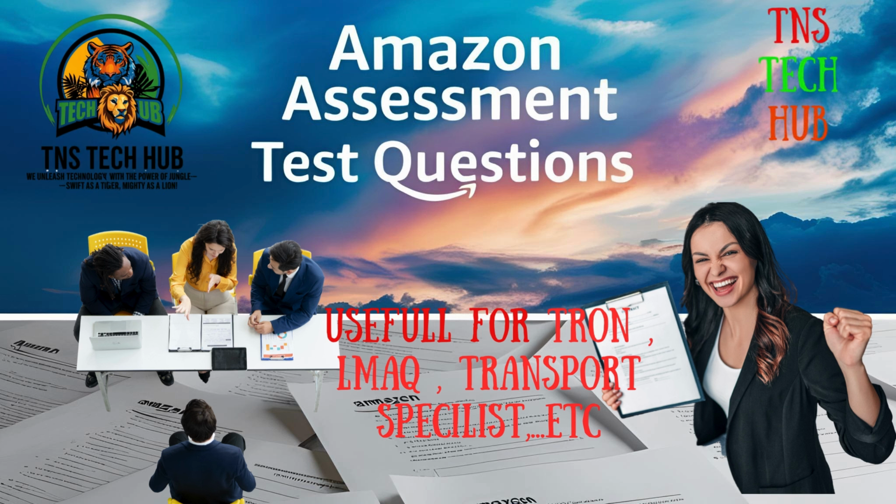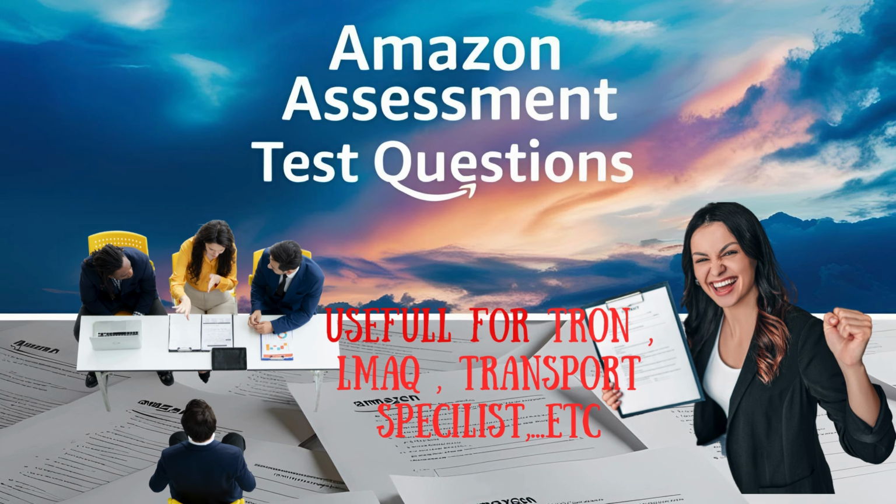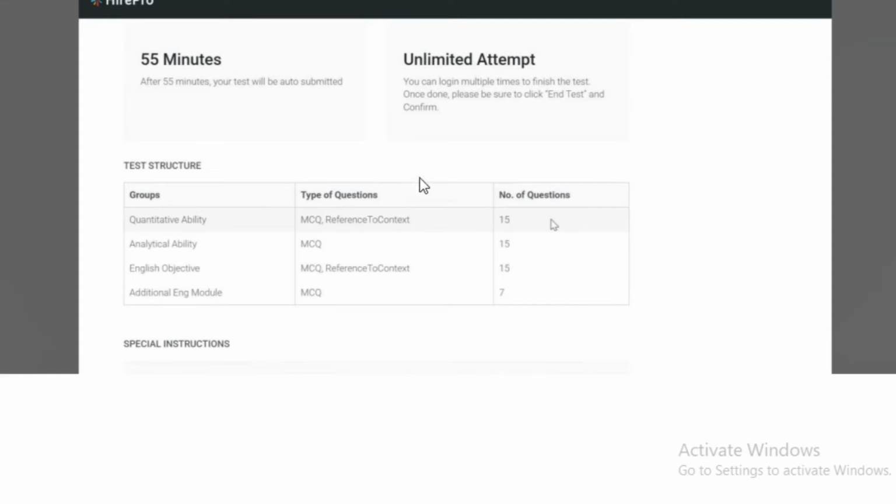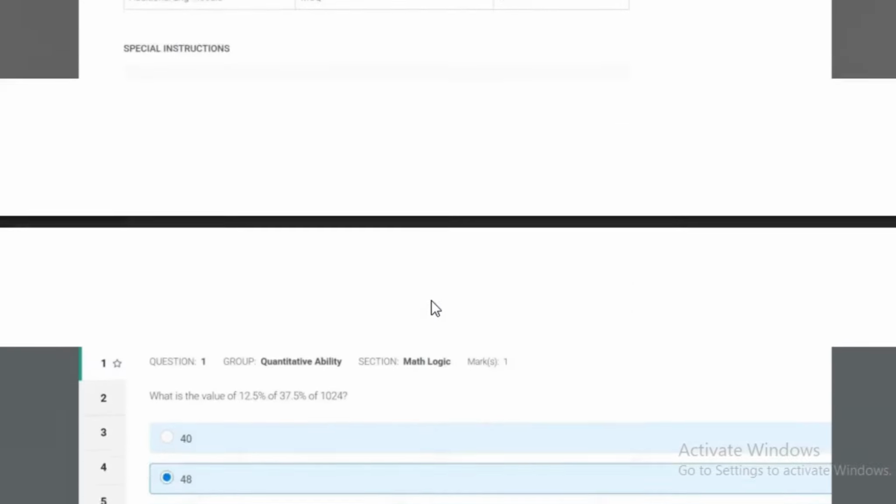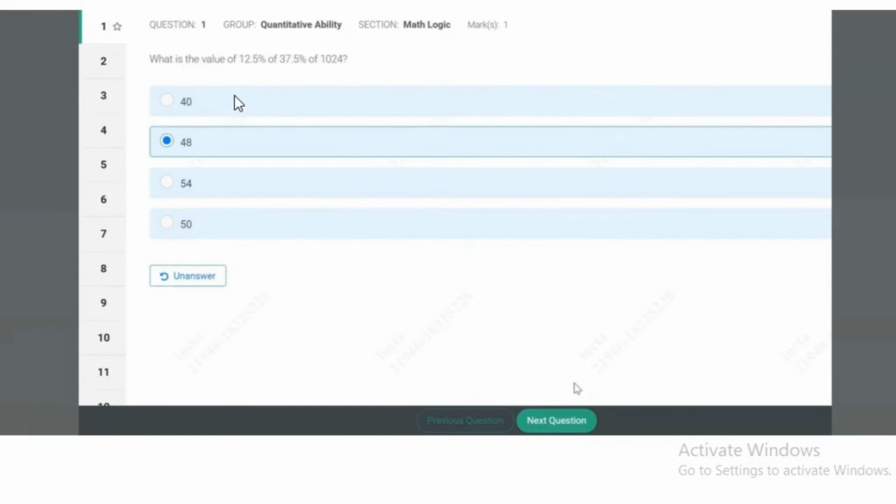Today we will discuss the Amazon Versant test. On receiving the mail, you can be redirected to the website. Here we can see the test duration is about 55 minutes, and also the test structure. It contains quantitative ability, analytical ability, English objective, and an additional English module.